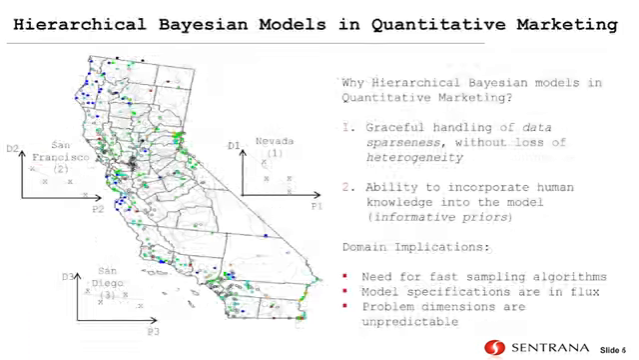Why HB models in quantitative marketing? Because Gibbs sampling is a way to estimate these HB models. So why do we need hierarchical Bayesian models? This is a very, very illustrative example.